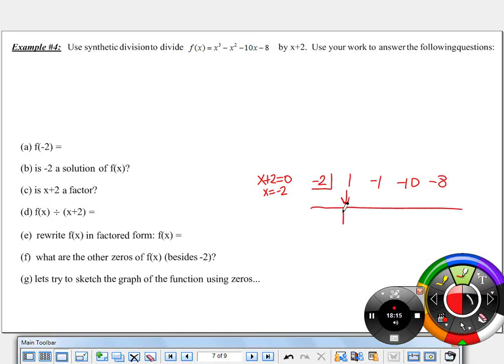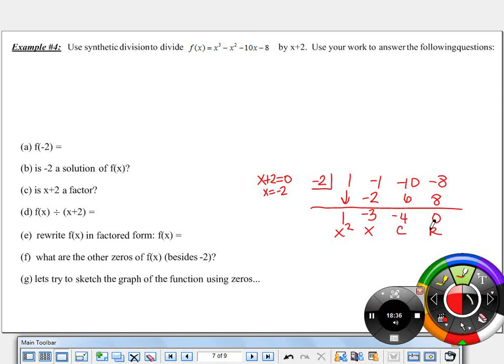We're going to drop down the first coefficient. We're going to multiply and then add. We're going to continue that process until we reach the end of our division problem. Now remember that we took something that was to the third power and divided by the first power, so we should end up with something to the second power, which would be our constant and our remainder.